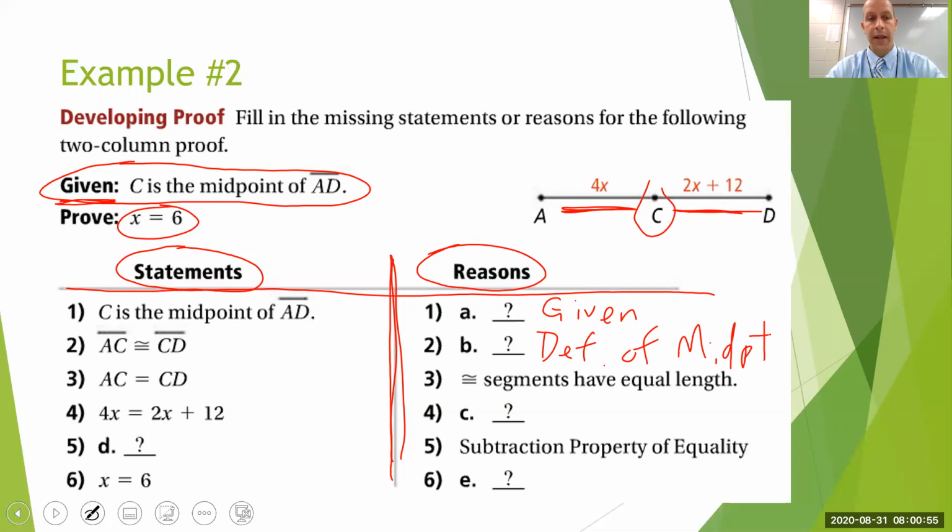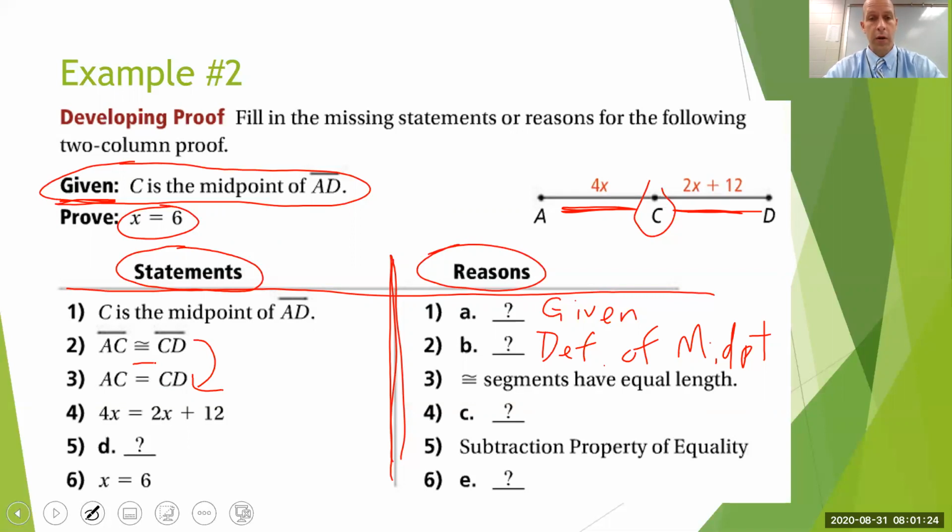Why is AC equal to CD? What happened from here to here is we went from a congruent statement to an equality statement. Well, if segment AC is congruent to CD, then AC has to be equal to CD. That's because congruent segments have equal length. You could also write there that another correct answer would be to say definition of congruent segments.